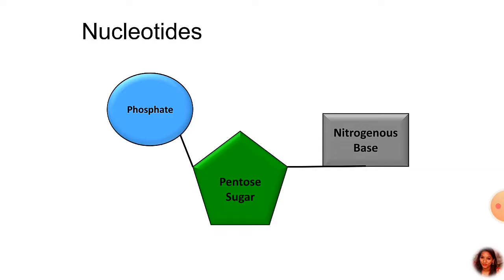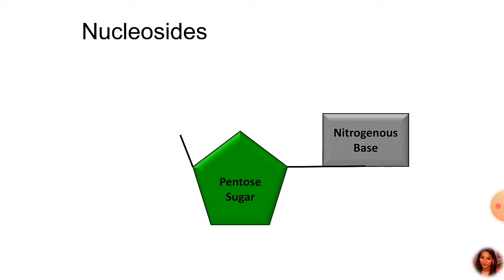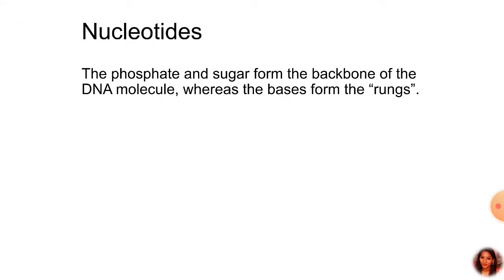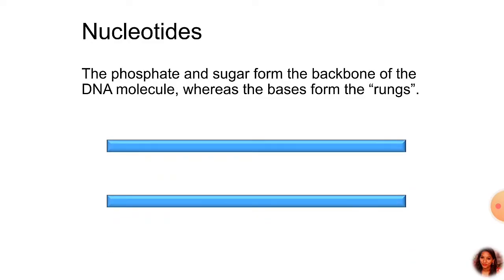There is also one other term, nucleoside, where the one molecule of phosphate is removed. So only pentose sugar with nitrogenous base is called a nucleoside. That is the main difference between nucleoside and nucleotide. In the nucleotide, the phosphate and sugar form the backbone of the DNA molecule, whereas the bases form the rungs.